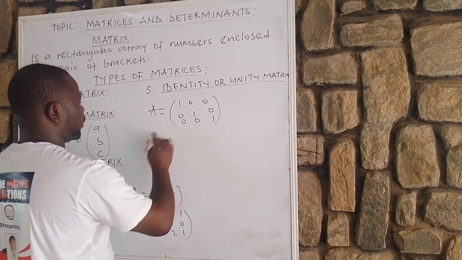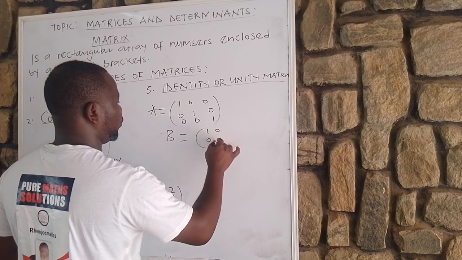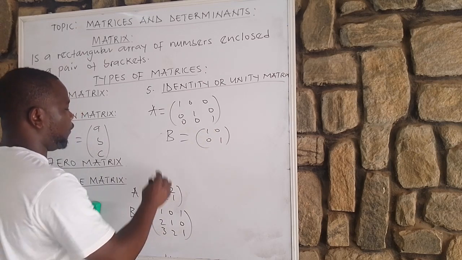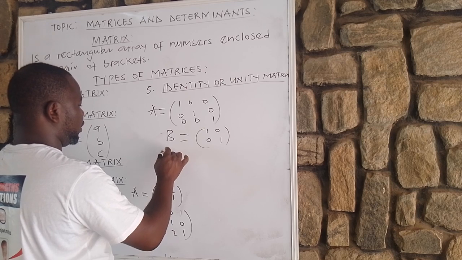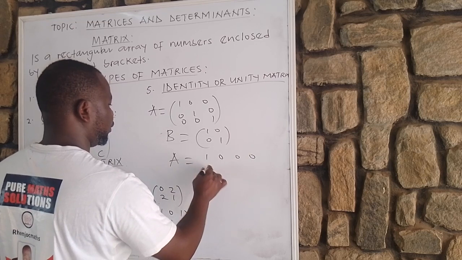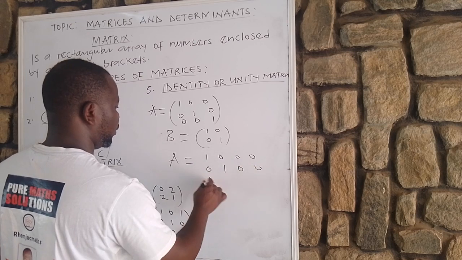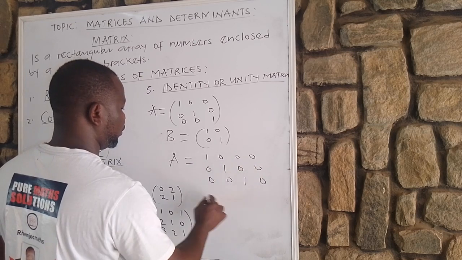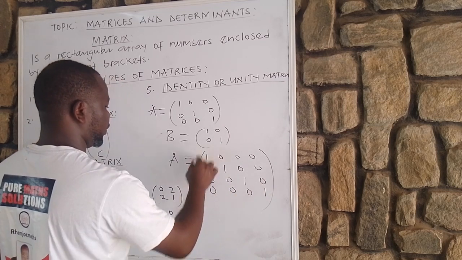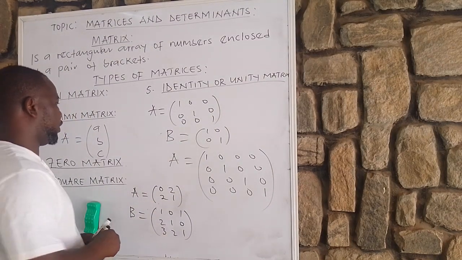Then the 2 by 2 identity matrix is 1 0 0 1. This is a 2 by 2 identity matrix. Then if we want a 4 by 4 identity matrix, A is equal to 1 0 0 0, 0 1 0 0, 0 0 1 0, 0 0 0 1. This is a 4 by 4 identity matrix. So take note. Is that clear?